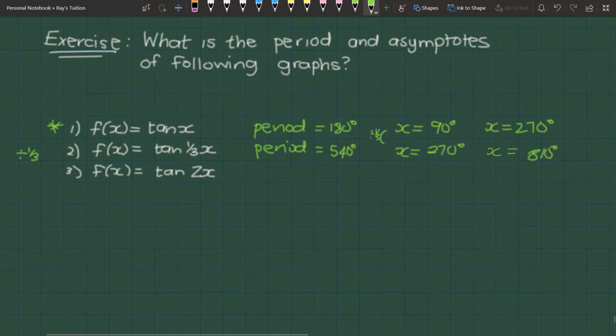Okay, for the last one, our b value is 2, so we're going to be dividing everything by 2. So our period is 180 divided by 2, which is 90. Our one asymptote is x equals 90 divided by 2, which is 45. And then x equals 270 divided by 2 is 135.